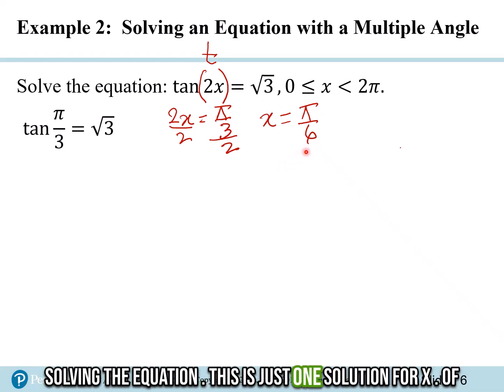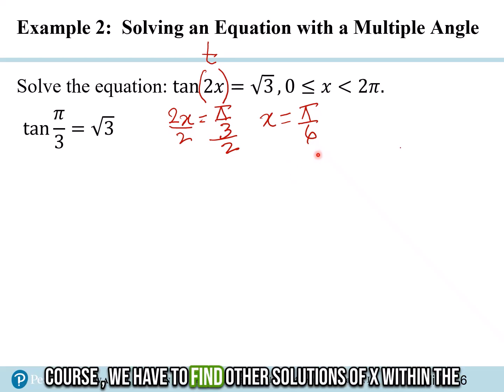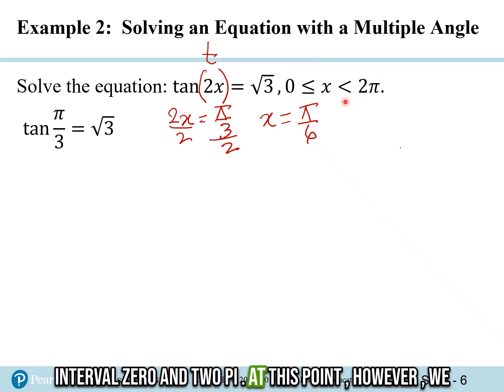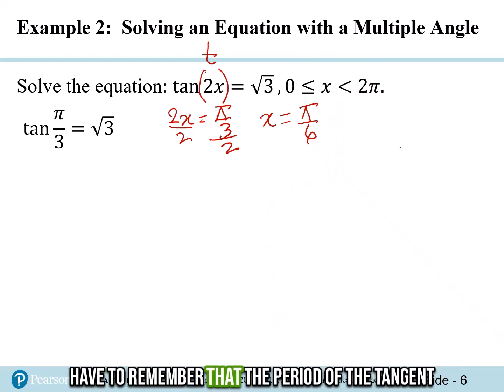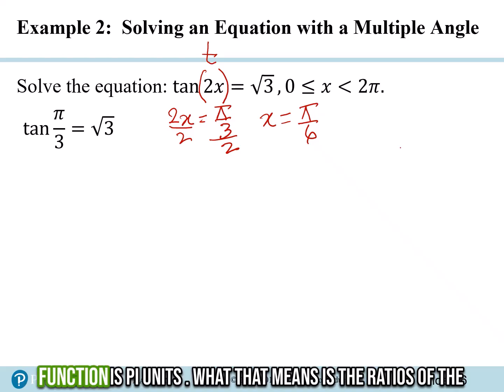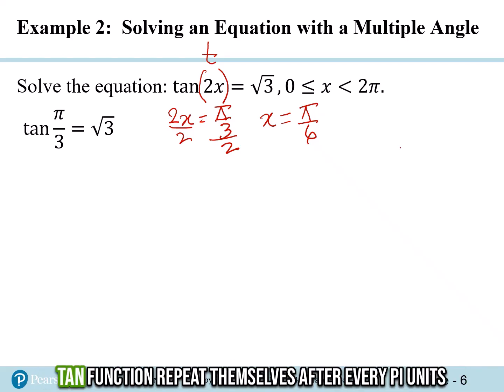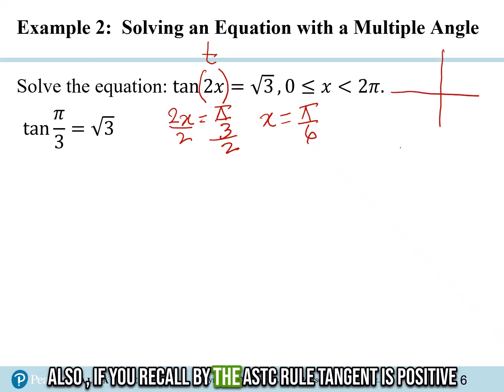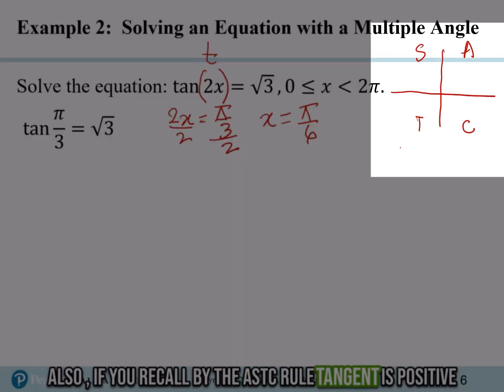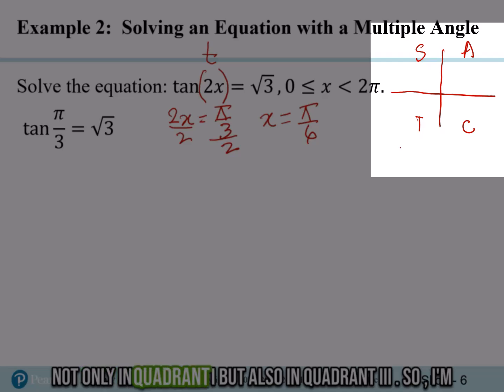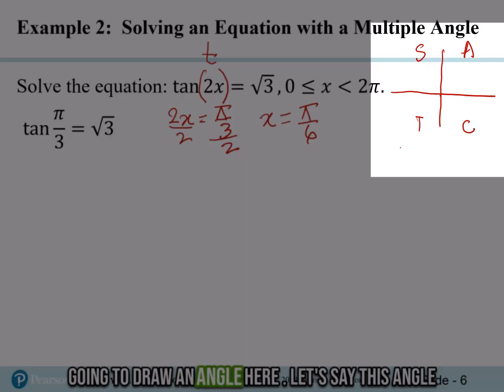This is just one solution for x. Of course, we have to find other solutions of x within the interval 0 and 2 pi. At this point, however, we have to remember that the period of the tangent function is pi units. What that means is the ratios of the tan function repeat themselves after every pi units. Also, if you recall, by the ASTC rule, tangent is positive not only in quadrant 1 but also in quadrant 3. So I'm going to draw an angle here.